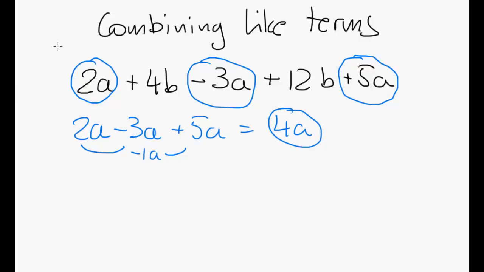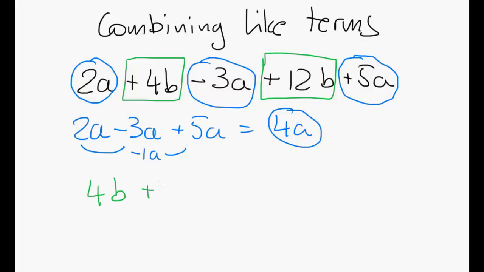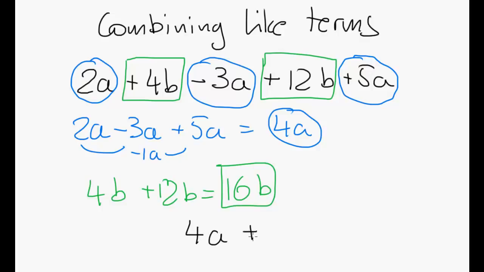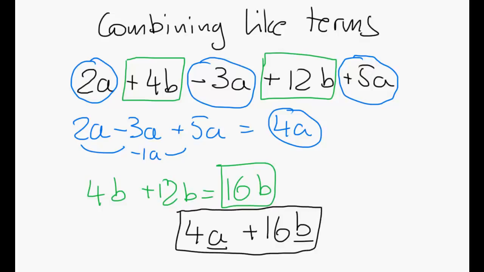Now let's take a look at our second set of like terms. My second set are the terms that contain the variable b, and we only have two of them, 4b and positive 12b. So what do we do? We have to combine them. We can write it as 4b plus 12b, and that will be equal to 16b. Notice that we have 4a and positive 16b. Those two terms are not like terms, therefore we cannot combine them. So what do we do? We just leave it as it is.